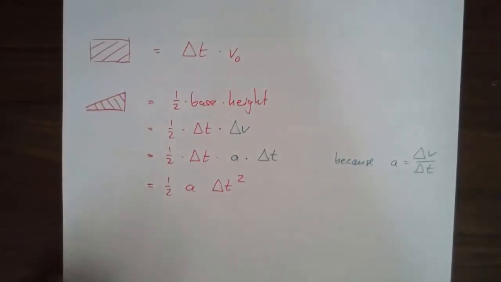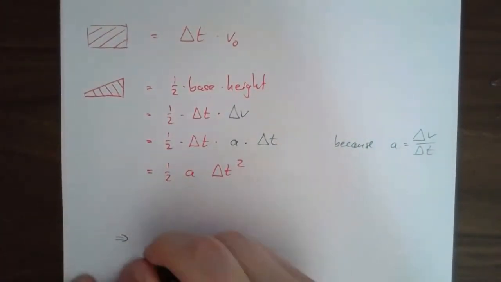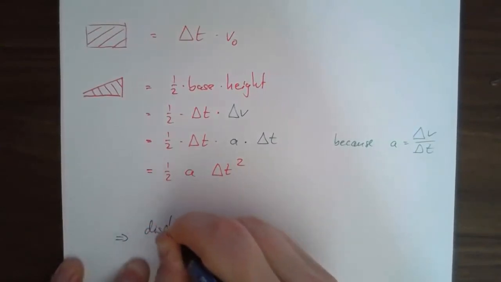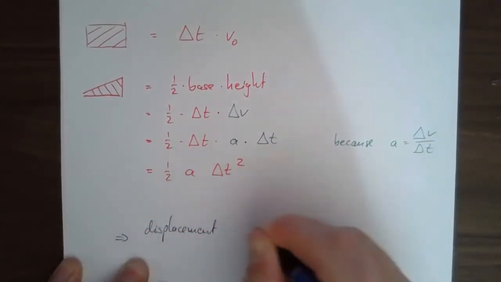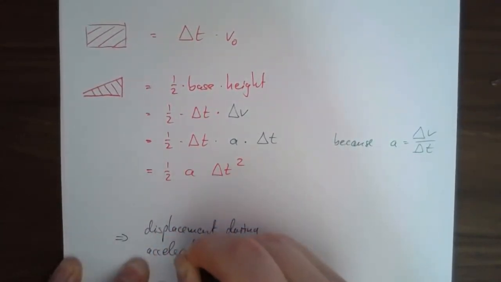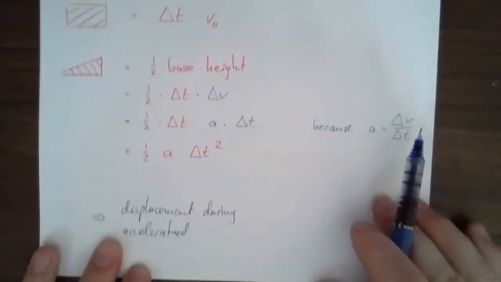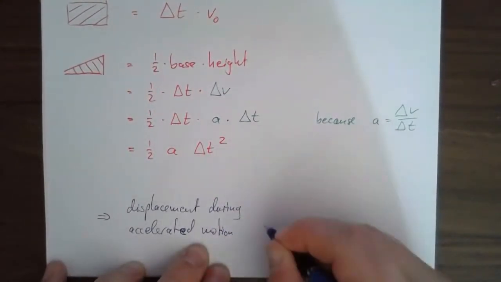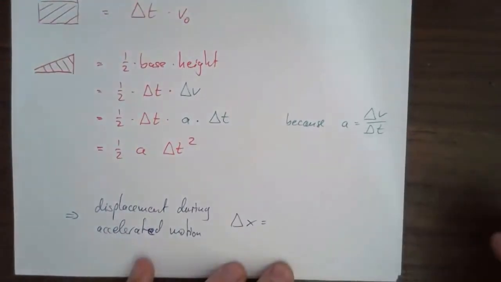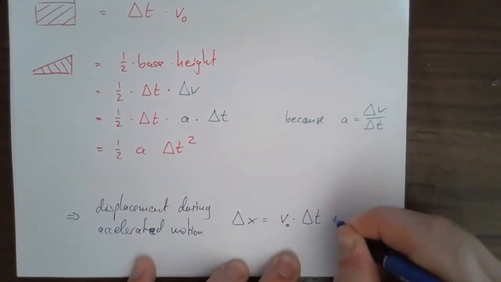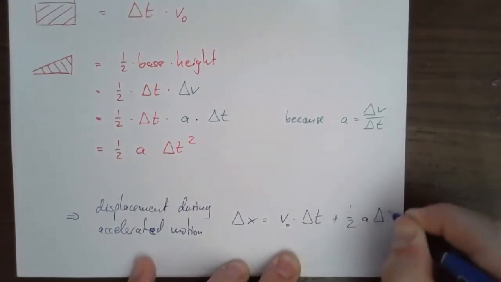And so then I get the result that the displacement during accelerated motion is just the sum of the two areas, this plus this. The displacement during accelerated motion is equal to the initial velocity times delta t plus 1/2 a delta t squared.